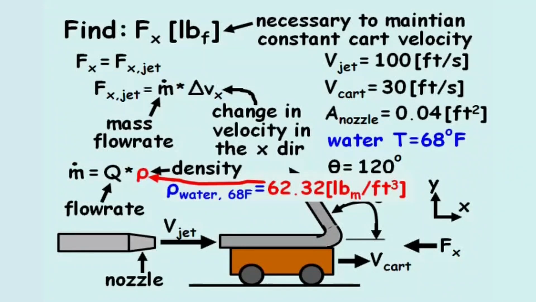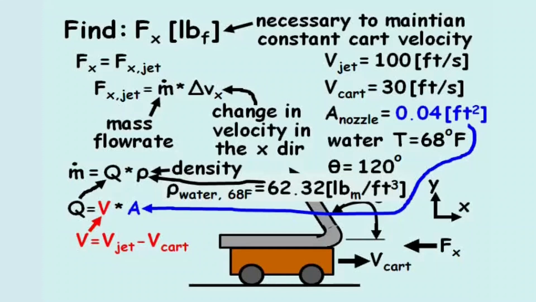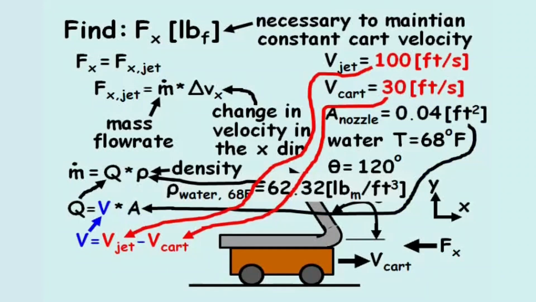The flow rate equals the velocity of water times the area of the nozzle. From the problem statement, we know the area of the nozzle equals 0.04 feet squared. The velocity of water equals the velocity of water seen by the cart, which is the difference between the absolute velocity of the hydraulic jet and the velocity of the cart, which equals 70 feet per second.